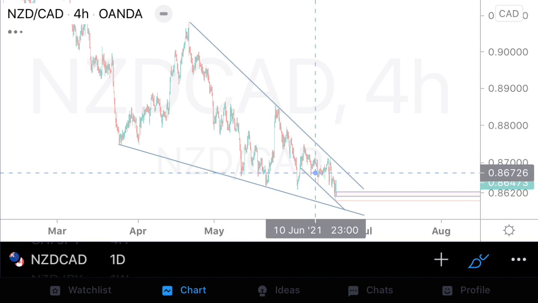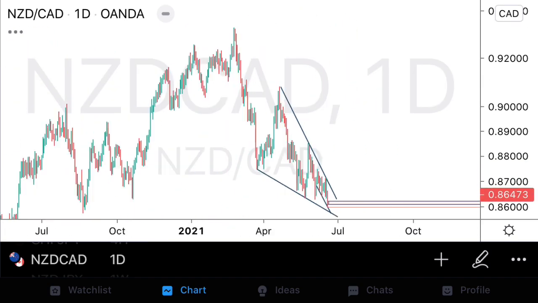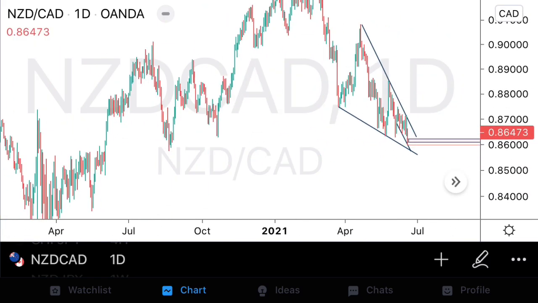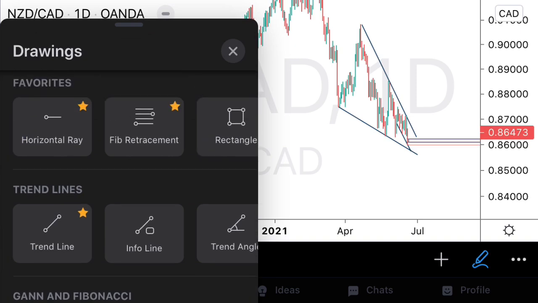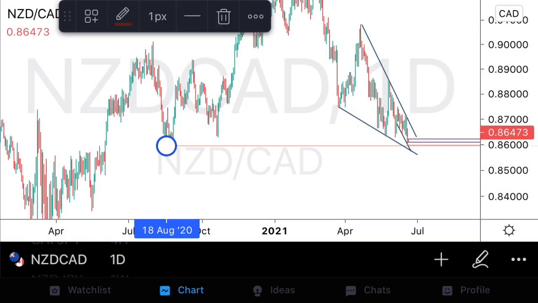Now on NZDCAD, guys, let's hop onto the daily just for a second. Now on the daily, what we will realize here is that the market is at some important support areas. So if I just take a horizontal ray there and I slap that on over there, what we will see is that the market is at an important support structural area.